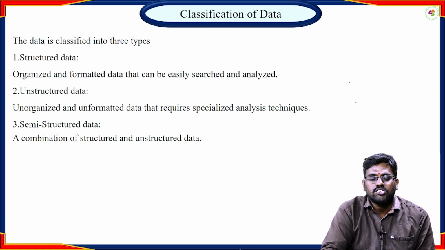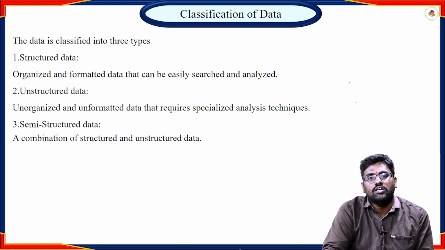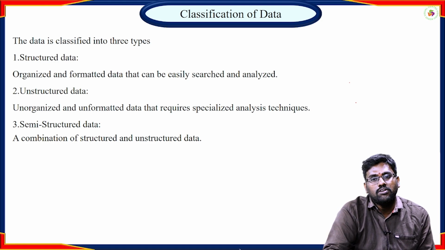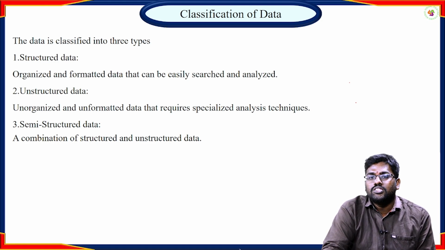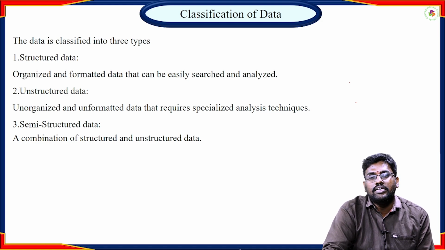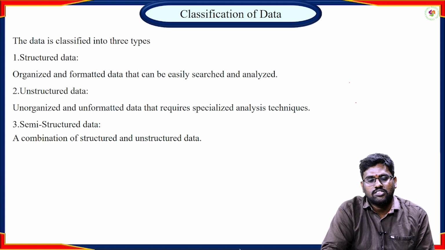So it's a combination: semi-structured data follows both XML documents, which are used to implement user defined tags, and next one JSON, JavaScript object notation. That is used to implement things dynamically in web pages. That is about the types of data.